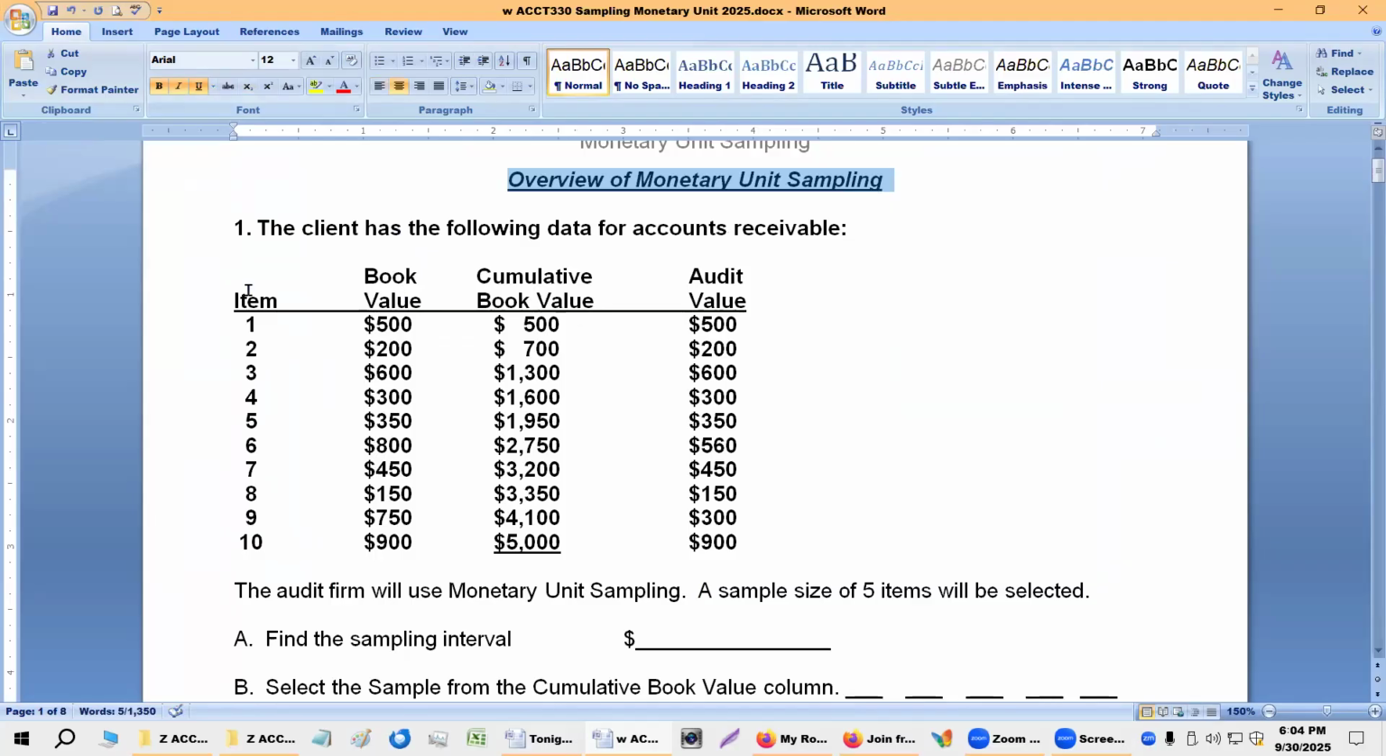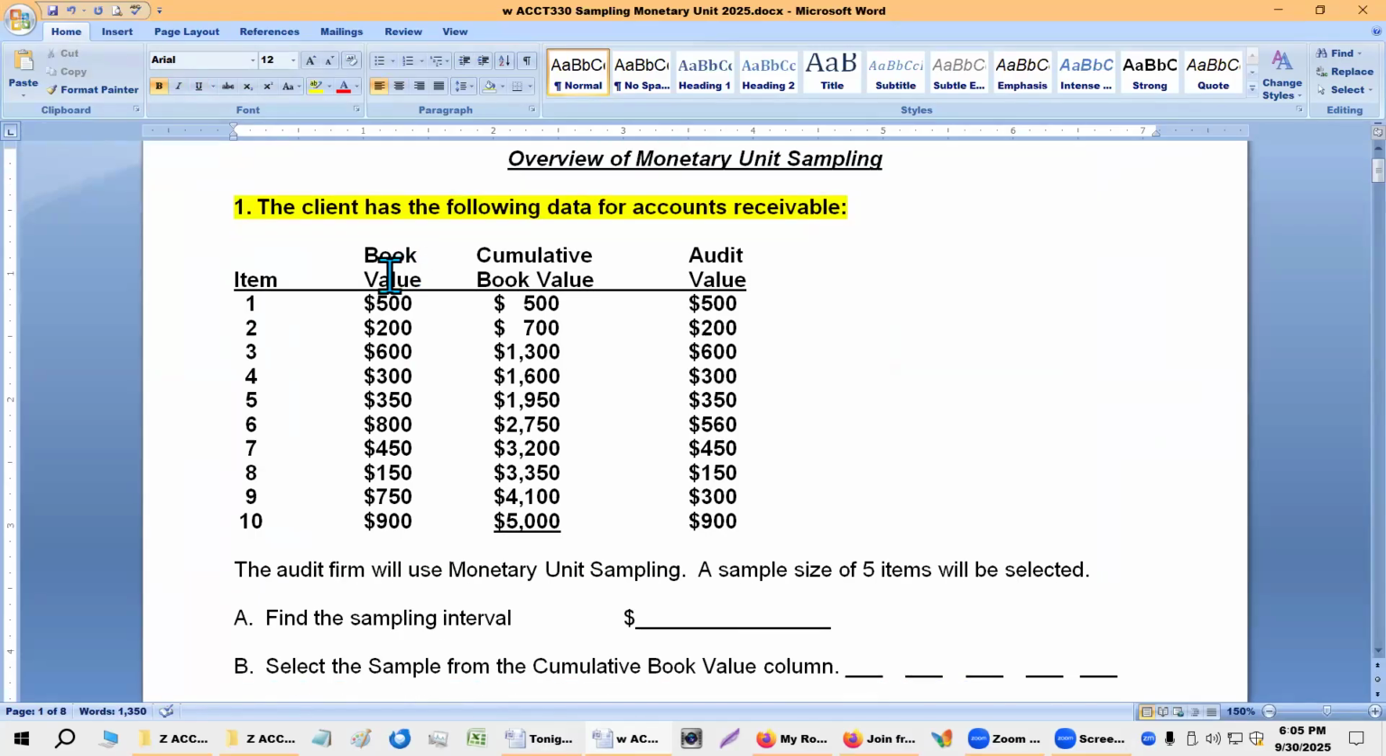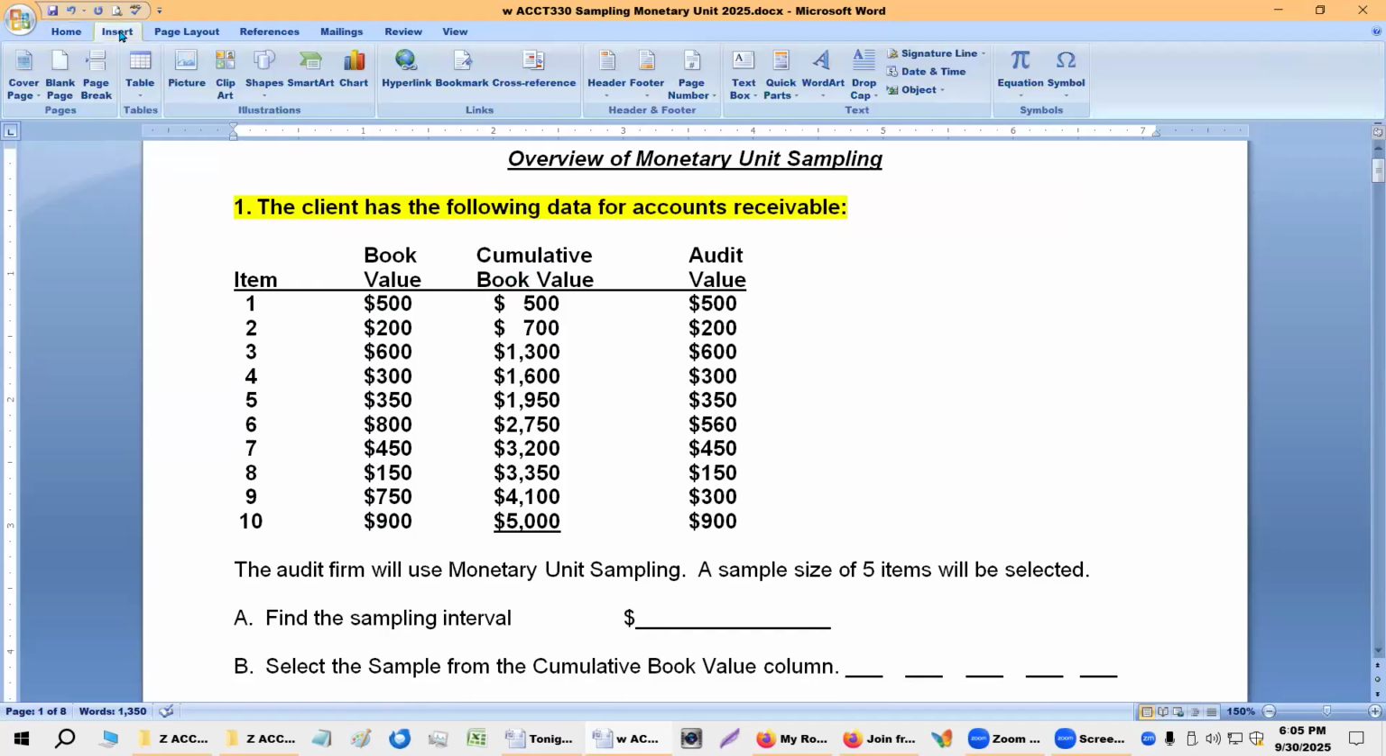All right, so here is the stuff that the client has given us that tells us what they have in their accounts receivable. Each item here has a book value. And this middle one here is called a cumulative total, and that's just adding all these up.